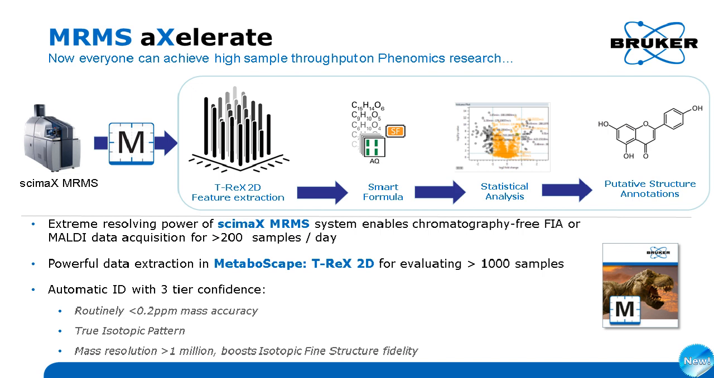MRMS instrument. So in this spectra, we will get a resolution of more than 1 million, which enables isotopic fine structure. And also we have a very good mass accuracy of below 0.2 ppm. So the high resolution combined with a high mass accuracy really allows just to record one spectrum per sample, which can be then easily used for sum formula determination and also for profiling of large sample cohorts.